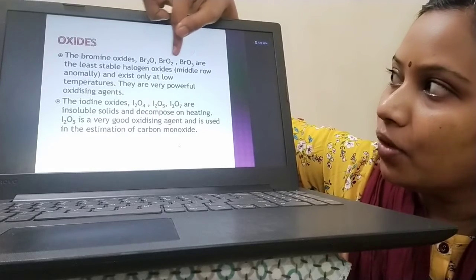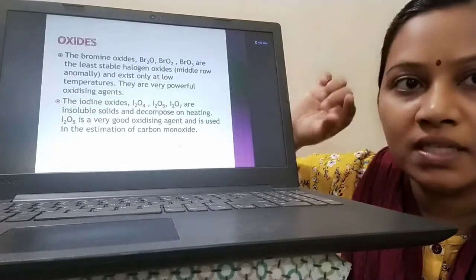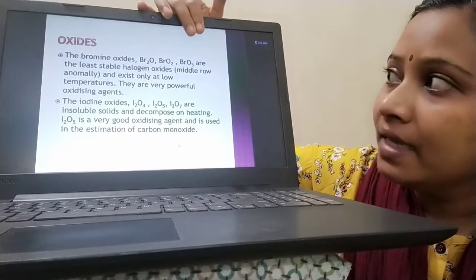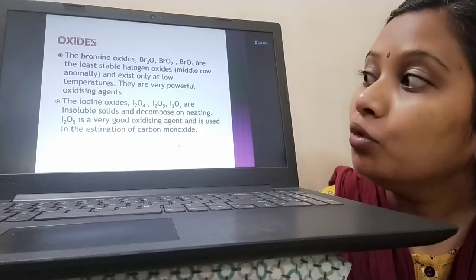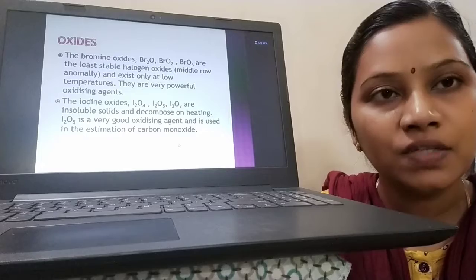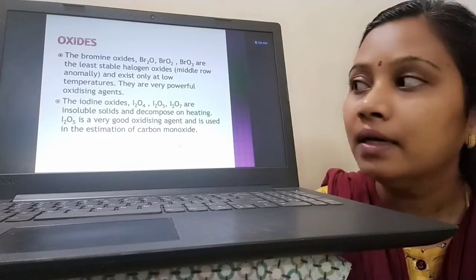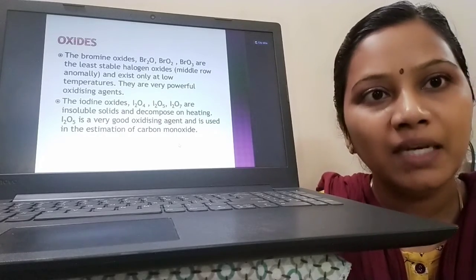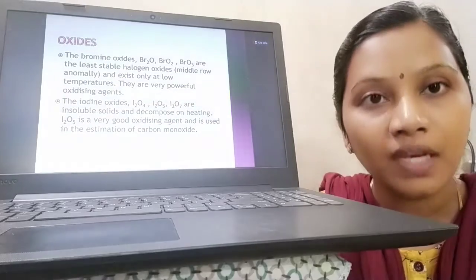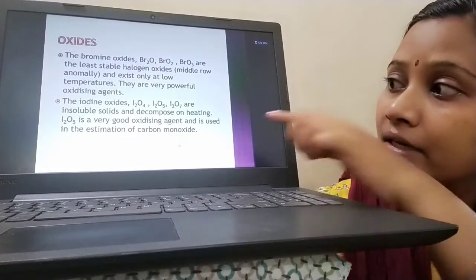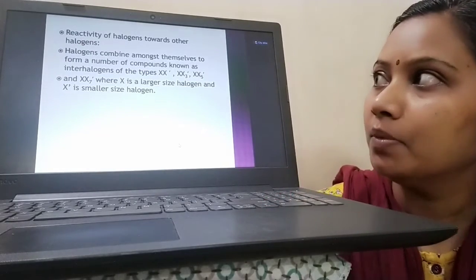Now moving to bromine oxides. As I have told you, bromine is able to form oxides with one oxygen, two oxygen and three oxygen. They are the least stable halogen oxides because they come under the middle row, and they exist only at low temperatures, but still they are powerful oxidizing agents. Moving to iodine oxides, iodine forms oxides with four oxygen, five oxygen and seven oxygen. They are all insoluble solids, and they decompose when heated. Iodine pentoxide, I2O5, is a very good oxidizing agent, and it is used to estimate the presence of carbon monoxide.